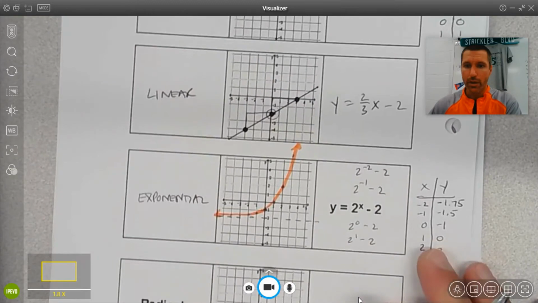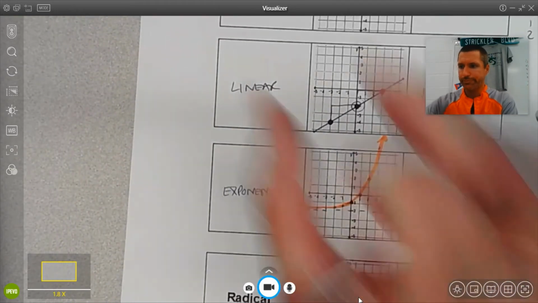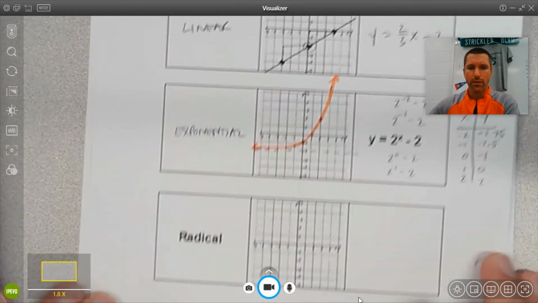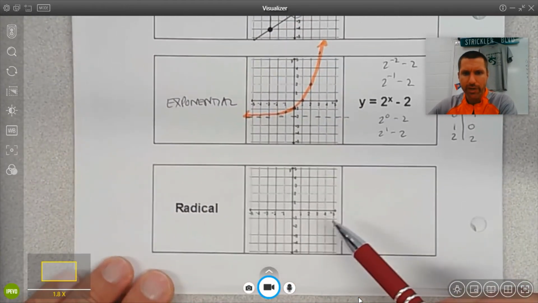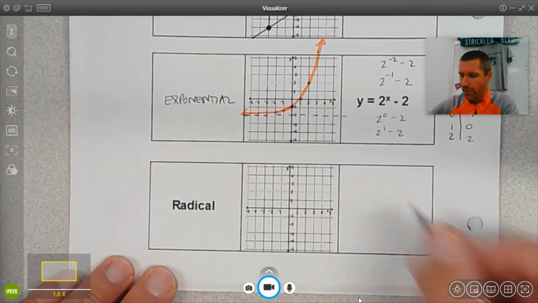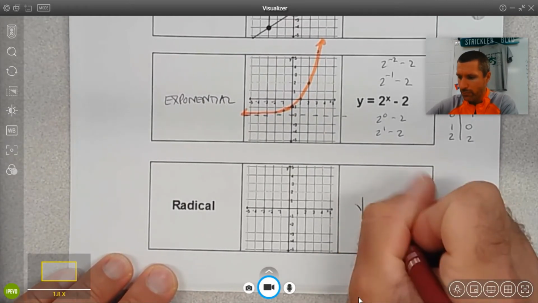Last one's radical. Radical. So we know it's radical. We don't have a graph yet because we have not come up with a function that is radical. So let's do y equals the square root of something.